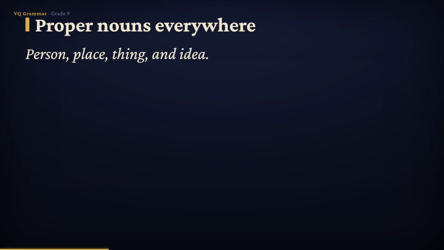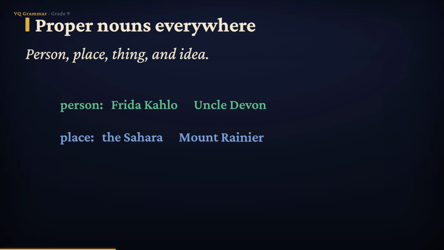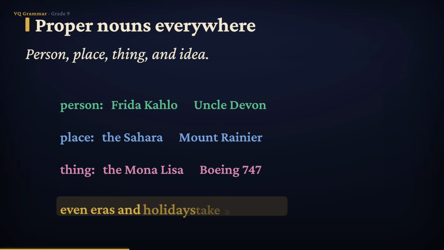Proper nouns show up in every category. For people, think Frida Kahlo or Uncle Devon. For places, the Sahara or Mount Rainier. For things, the Mona Lisa or a Boeing 747. Brand names and titles count too. And here's one that students forget. Even eras and holidays get a capital. The Renaissance is a proper noun. So is Diwali. Anytime you point to one specific thing, up goes the capital letter.